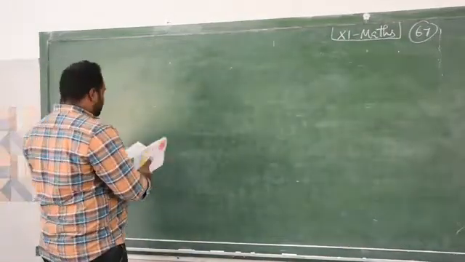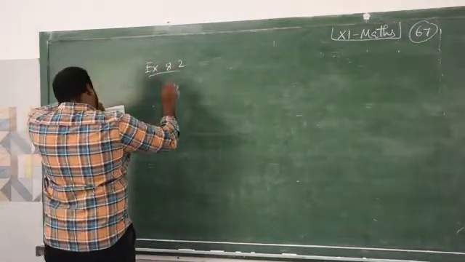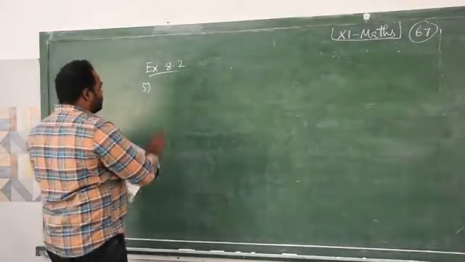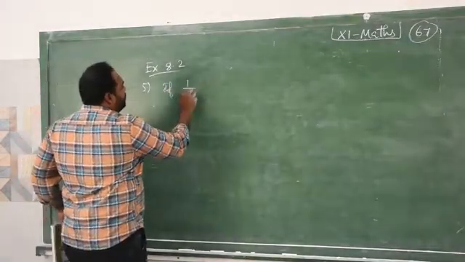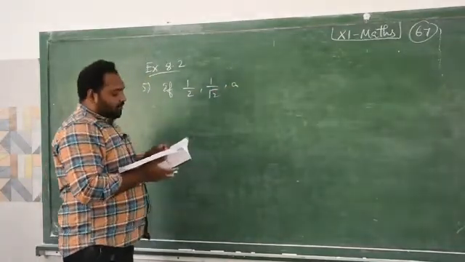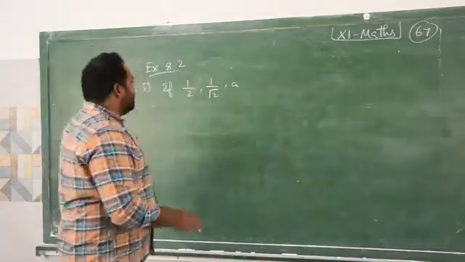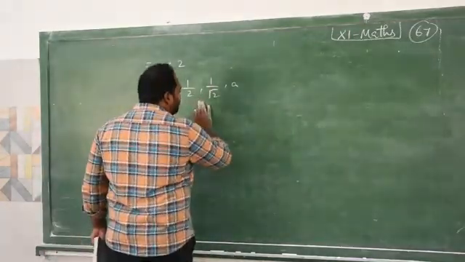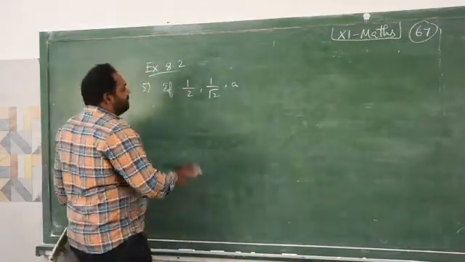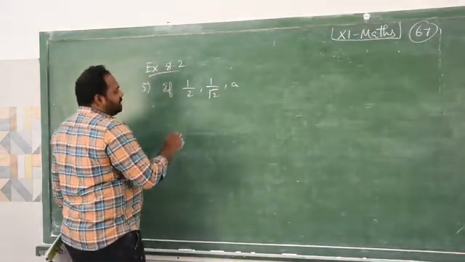Morning boys. Today we are going to see exercise 8.2, problem number 5. The problem is: if 1 by 2, 1 by root 2, a are the direction cosines of some vector, then find a. Here they are given, these are the direction cosines of some vector. So by using the definition of direction cosines, we are going to find the value of a.